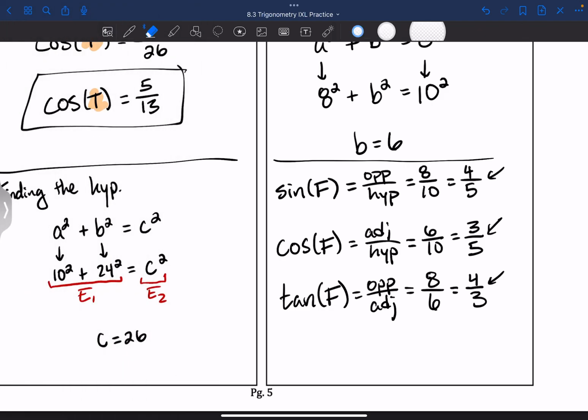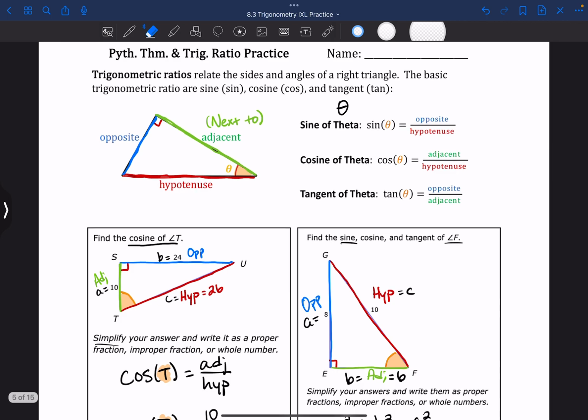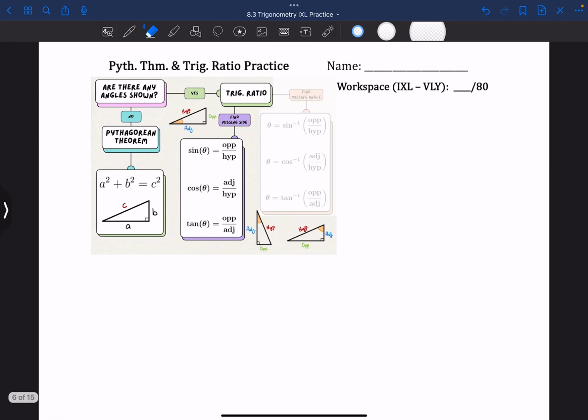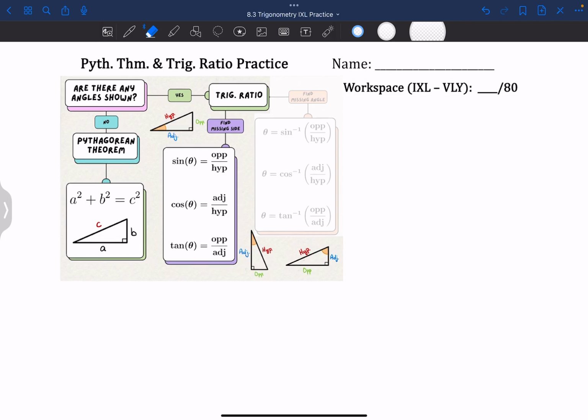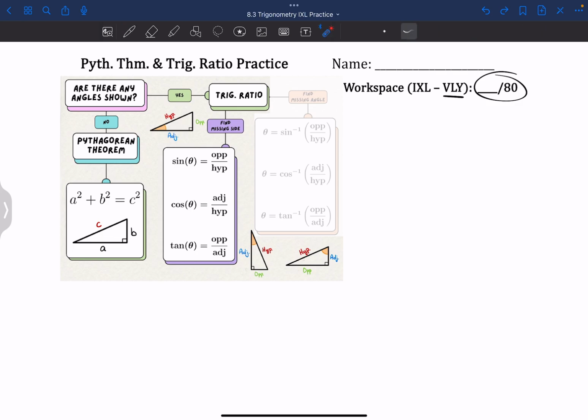This was a lot of information. Trust me, guys, you're going to get better through practice. So if you have any questions, please reach out to me. Otherwise, good luck, guys. The IXL that you need to work on right here is IXL VLY. Okay? You only need to get a max of 80. I have this diagram to kind of help you because you are going to be utilizing the Pythagorean theorem to help you find missing sides so you can then construct all these trig ratios.